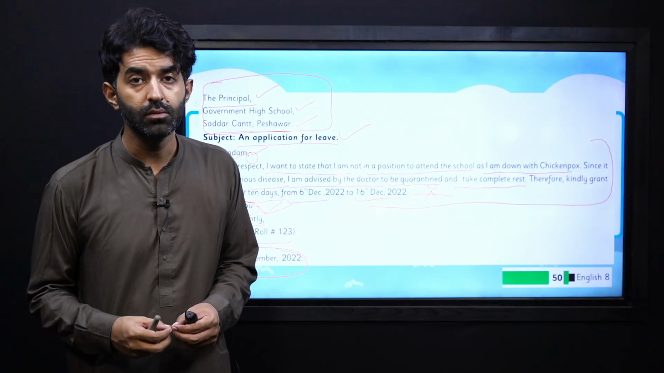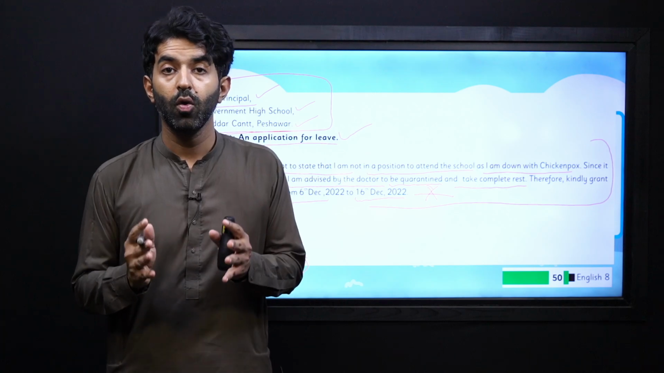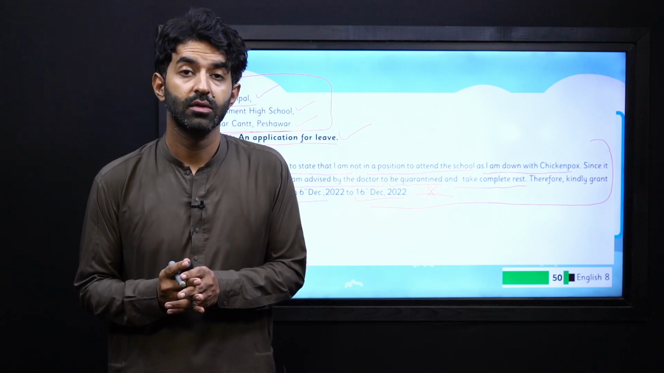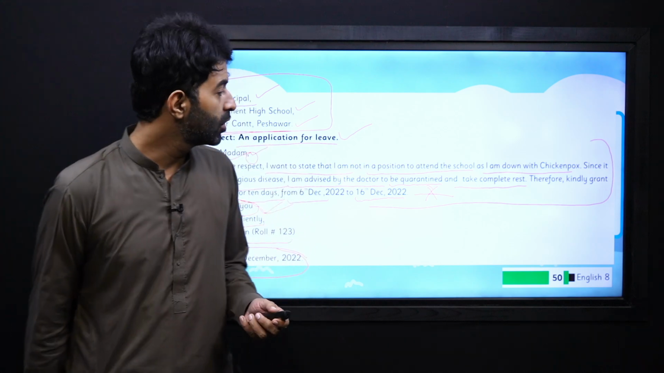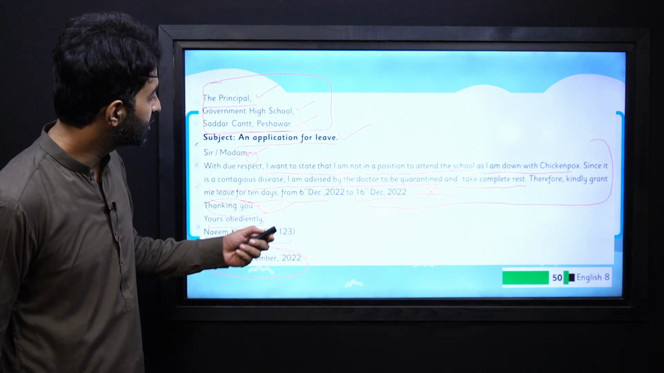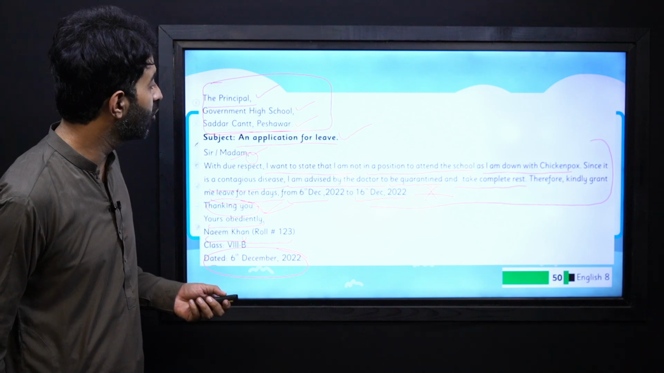Now, I hope that the application is quite clear to you. You can see the format over here. This is also on the left side in full block format.